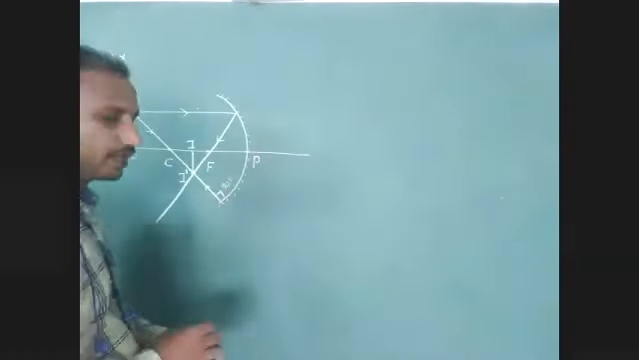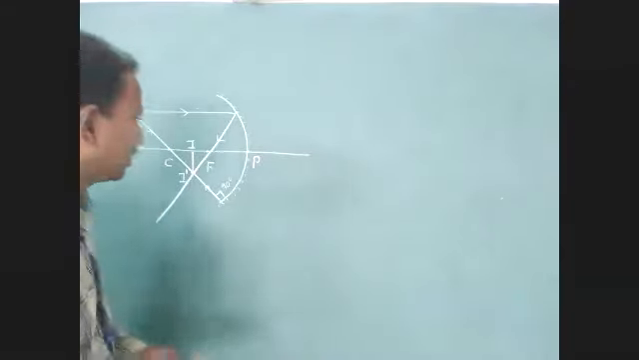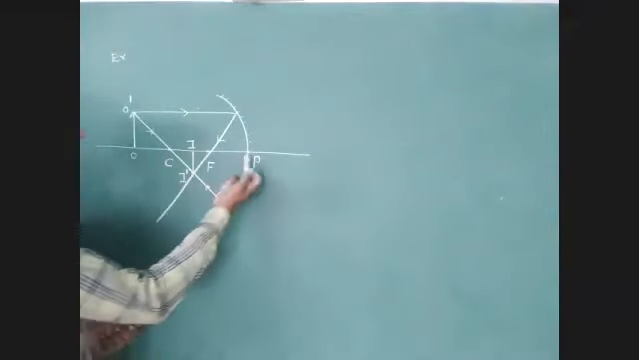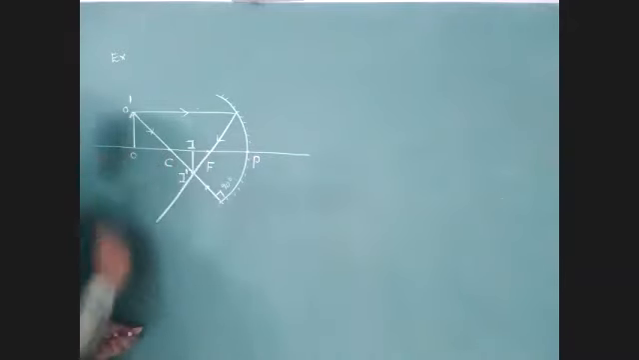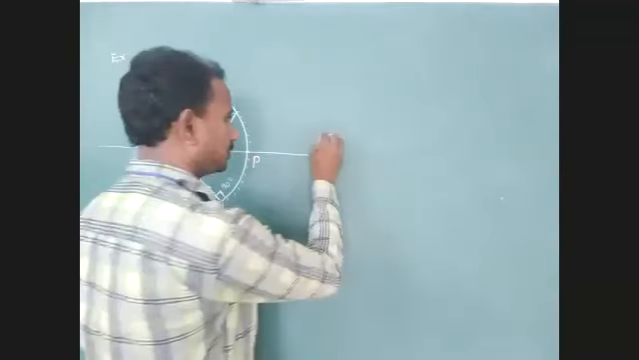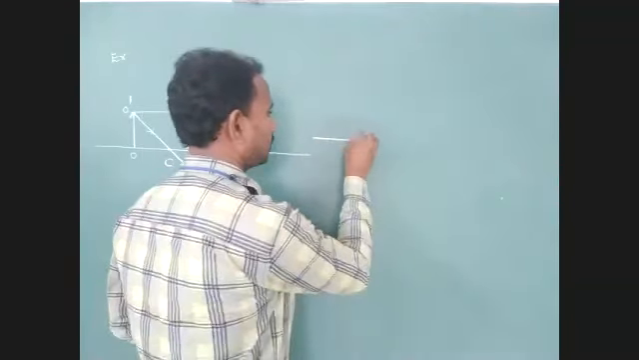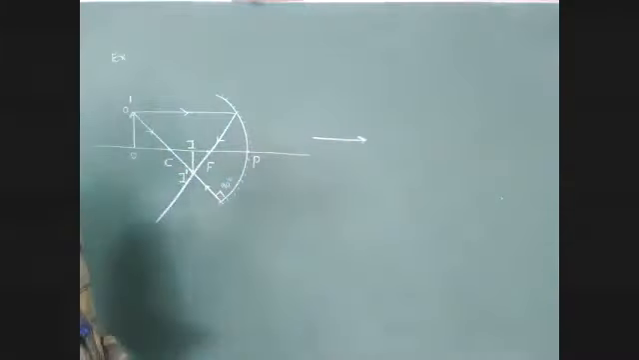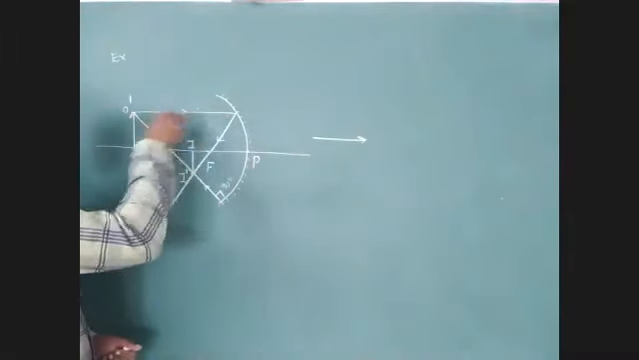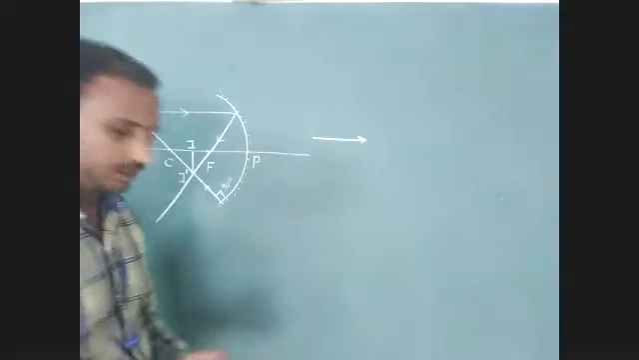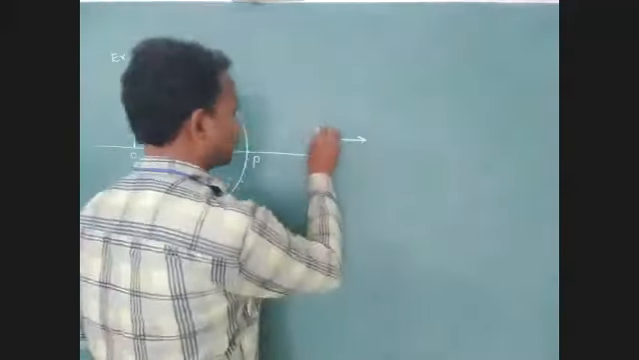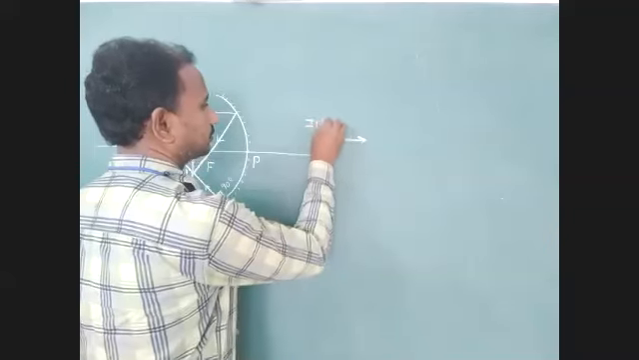Now, first we calculate the object distance. In which direction do we calculate the object distance? From the pole to the object. Just identify the reference line. The reference line is the incident ray. So what is the direction of the incident ray? In the forward direction. Just identify the direction. So, it is the incident ray.